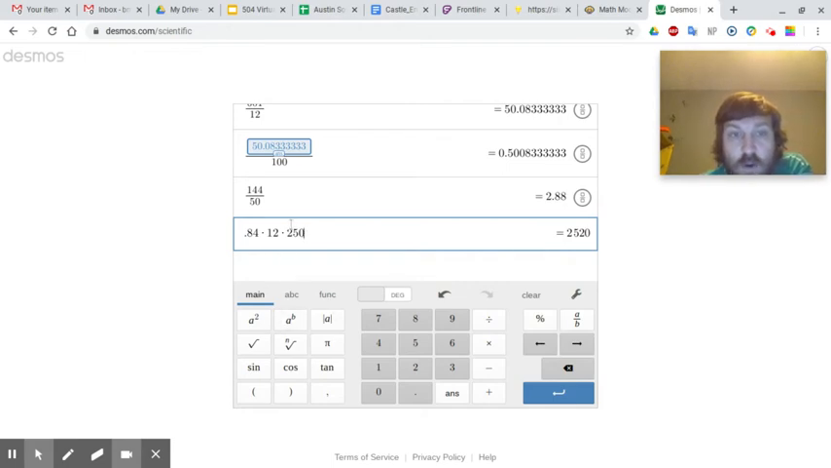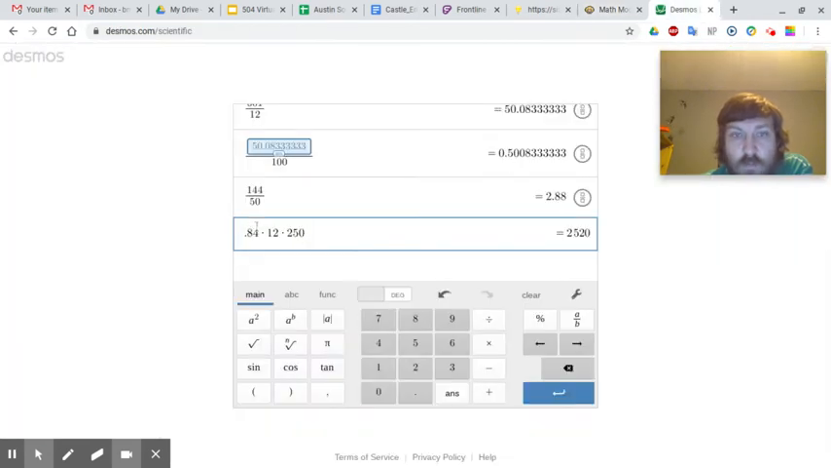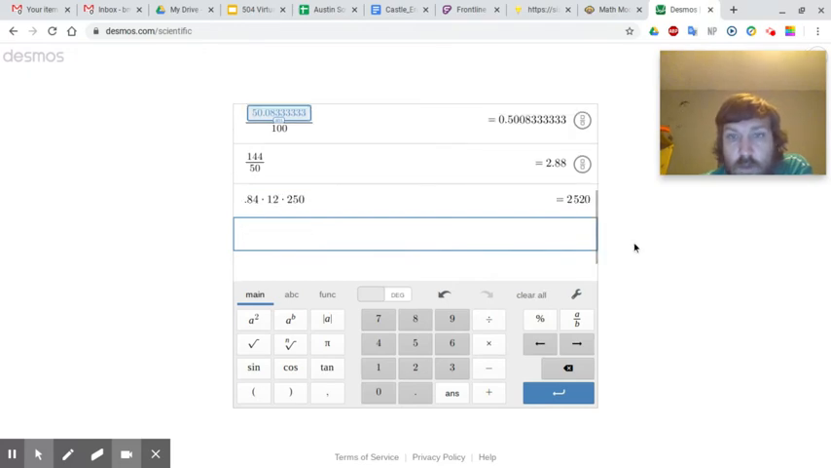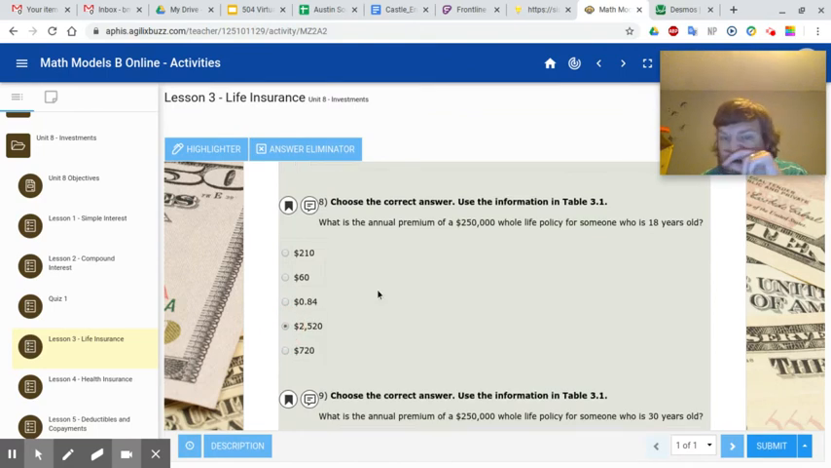So again, it's per thousand. So we do 250 because it's a policy for 250,000. Whole life was 0.84. We did times 12 because it's annual. So we did 0.84 times 12 for annual times the amount. And we get 2,520. So that's right there.